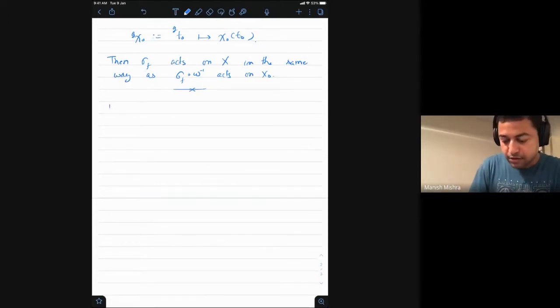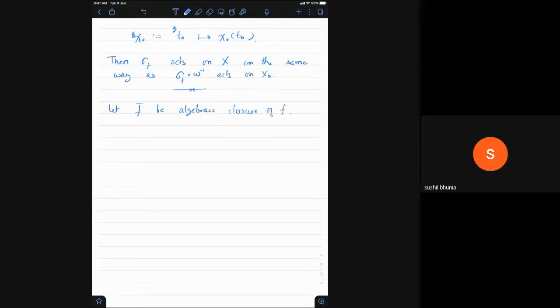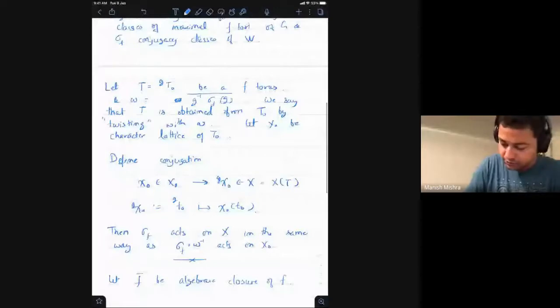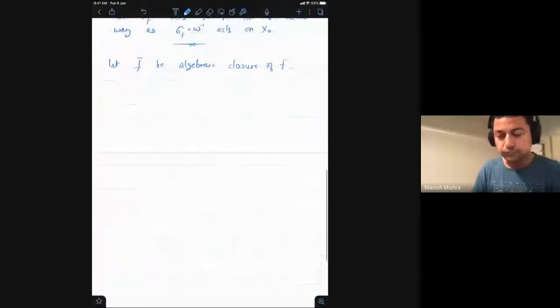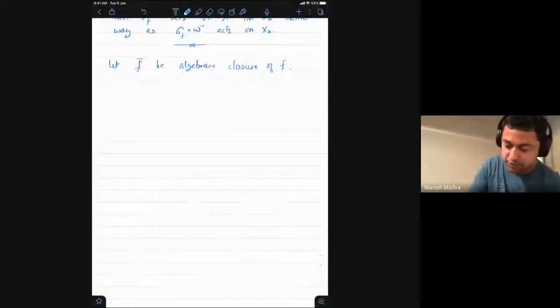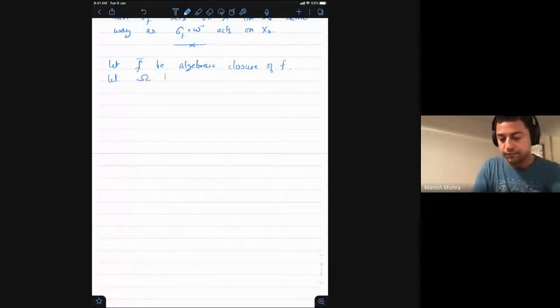Now let F bar be the algebraic closure. So in the above definition, this G T0 means just G T0, not G inverse, right? The conjugation. Yeah, so I should write here G T0, not G inverse, is conjugation. Okay, fine.